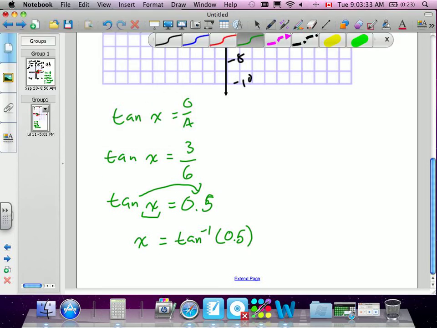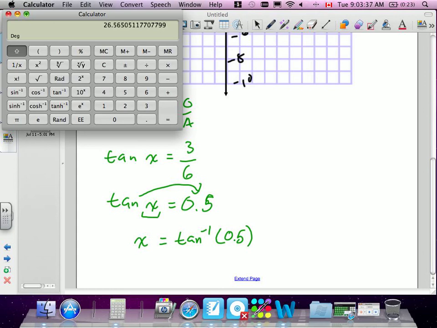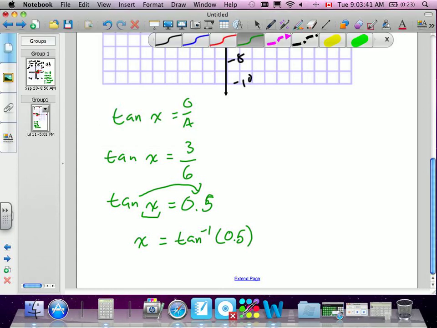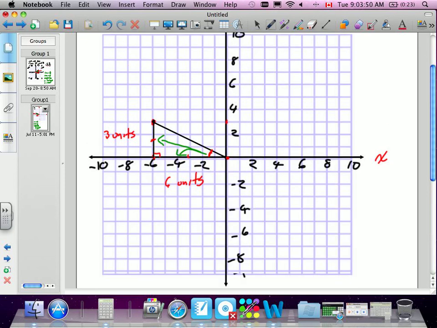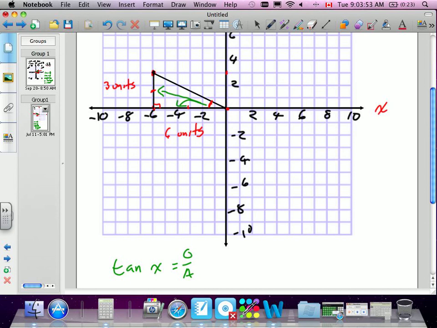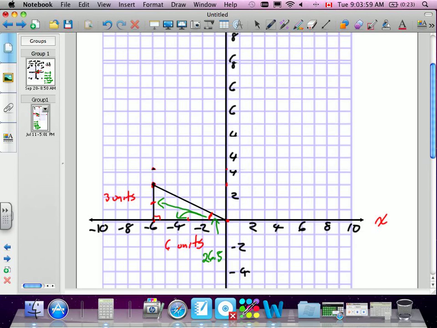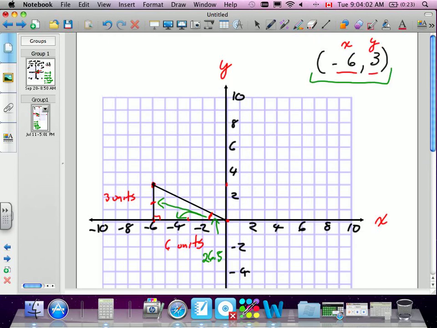I'm going to get, oh, I lost that number. What was it? 26.5. x is equal to 26.5. Okay? So we set up our tangent ratio, and we figured out that this angle here is going to be 26.5. So we know that angle is 26.5. The only thing is, when I set up this coordinate, what I'm actually looking for is this angle here. So I'm looking for the larger angle here.